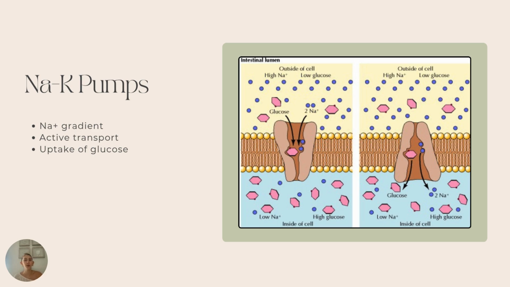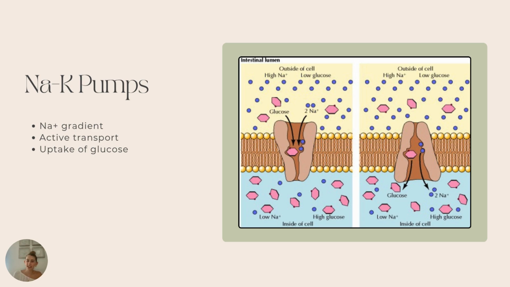The uptake of glucose, for example, is carried out by a transporter that coordinately transports two sodium ions and one glucose into the cell. The flow of sodium down its electrochemical gradient provides the energy required to take up the dietary glucose and to accumulate high intracellular glucose concentrations.